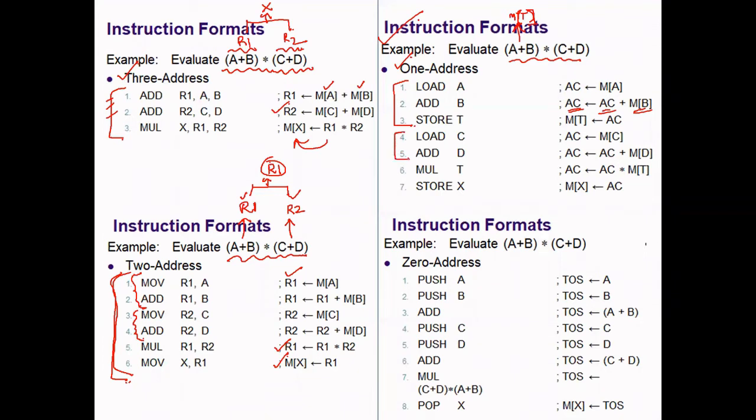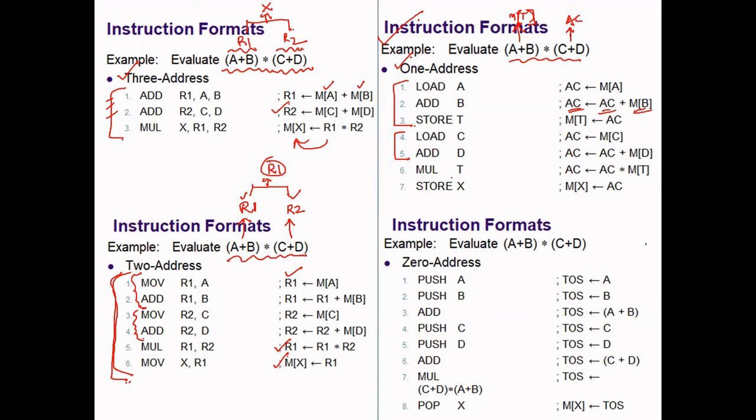Now next these two. Load C, that means from the C location to accumulator, and accumulator plus D location, and the result is stored back in accumulator. This is available in accumulator AC, let us say.